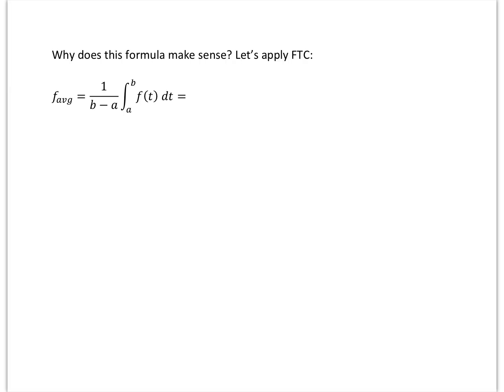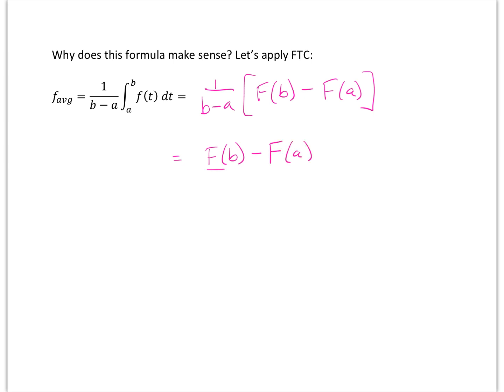All right, so why does this formula make sense? Let's apply the fundamental theorem of calculus. So 1 over b minus a, and then instead of the integral from a to b of little f of t dt, I know that I could use the fundamental theorem of calculus and evaluate that by doing capital F of b minus capital F of a. Okay, so this is F of b minus F of a over b minus a.